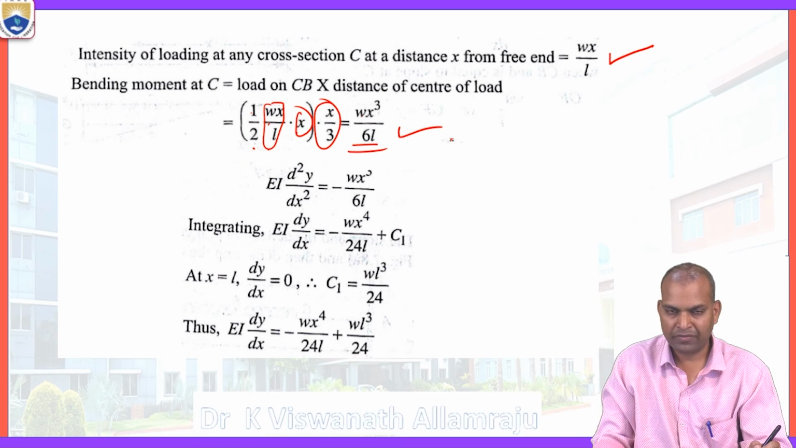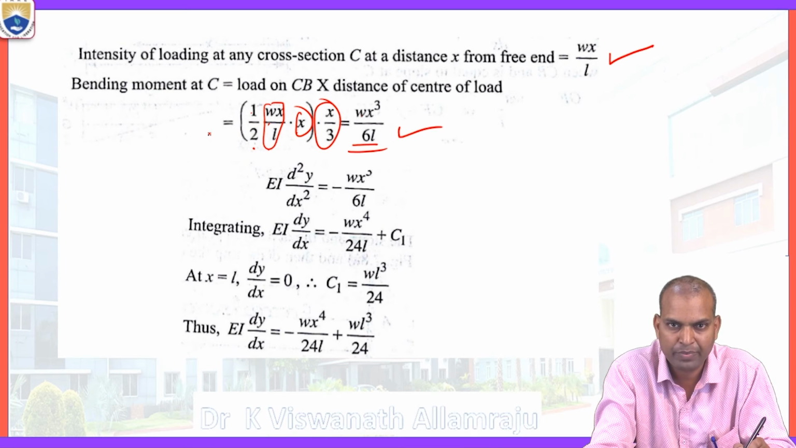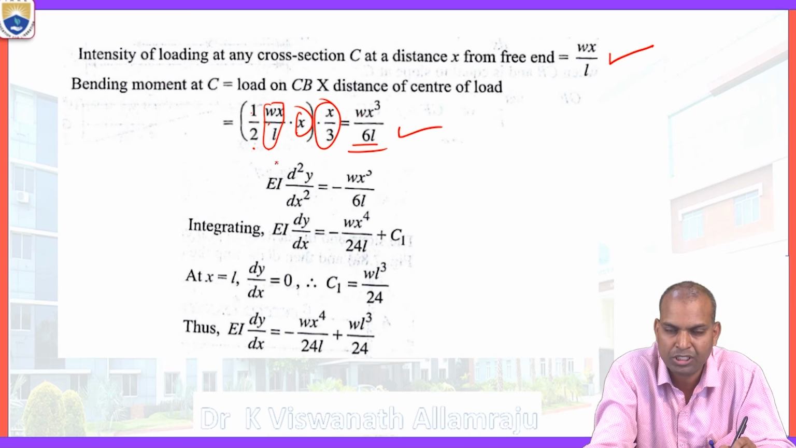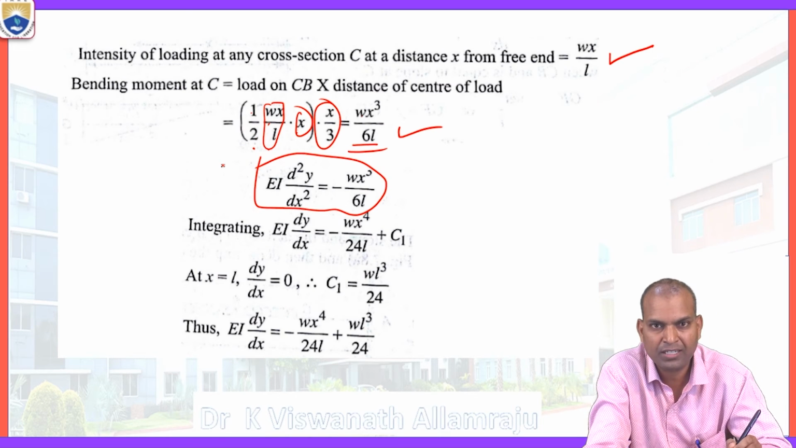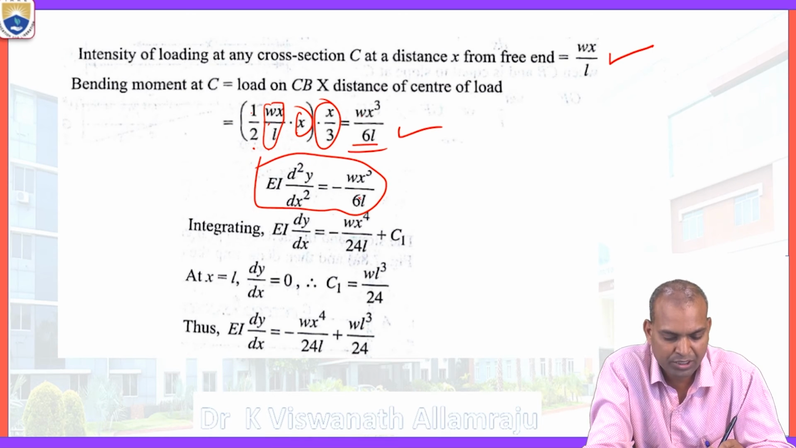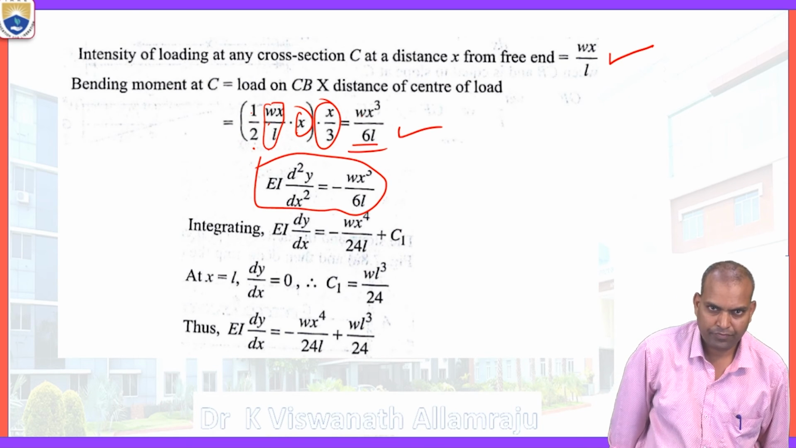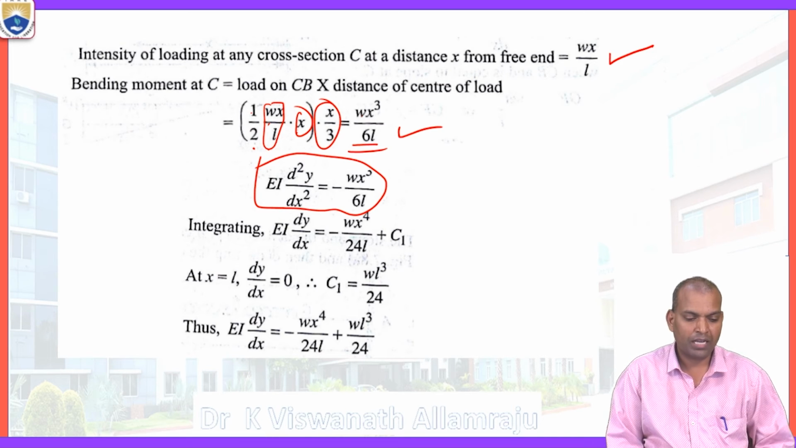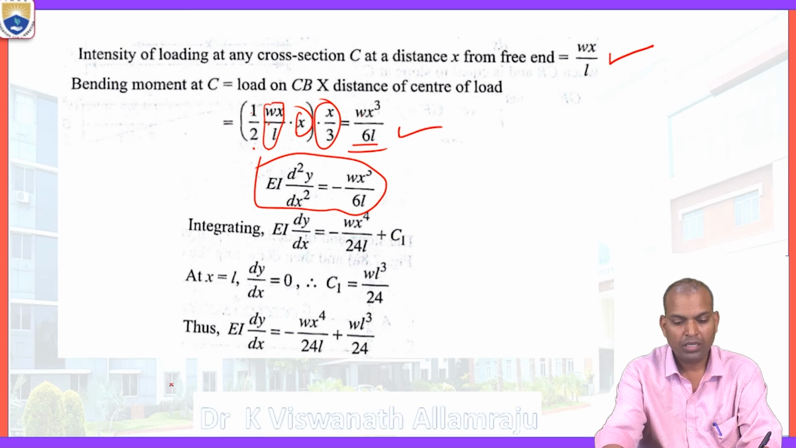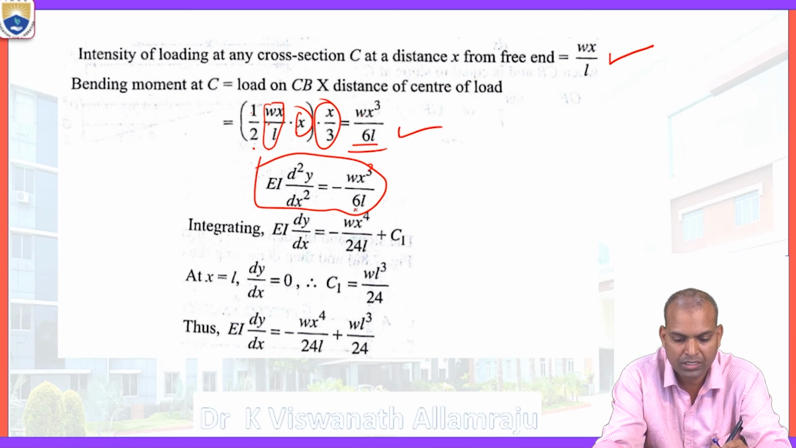Equate this bending moment equation at a section X to the governing differential equation of bending of the beam, that is Ei times d square y by dx square. Ei times d square y by dx square equals minus Wx cube by 6L. Now integrate this equation once. Ei times dy by dx equals minus Wx power 4 by 24L plus C1.